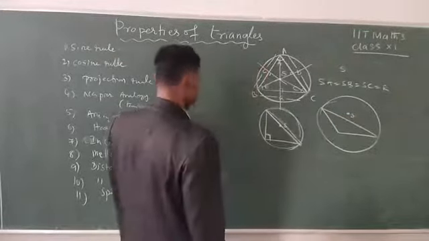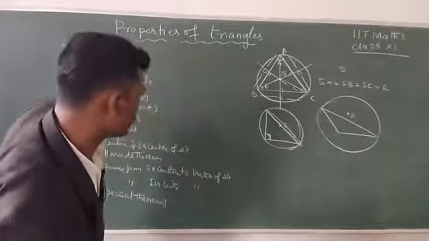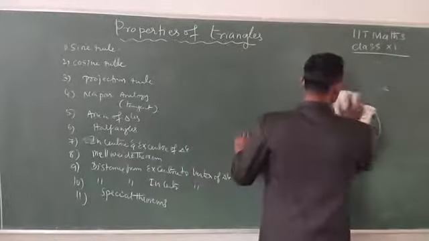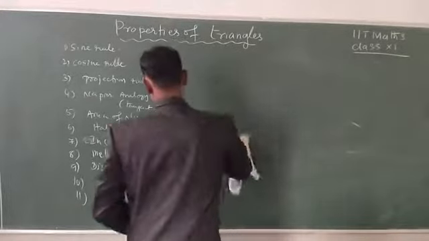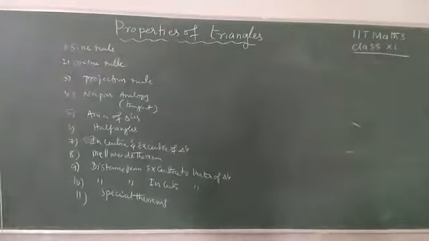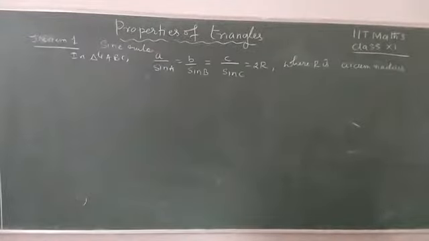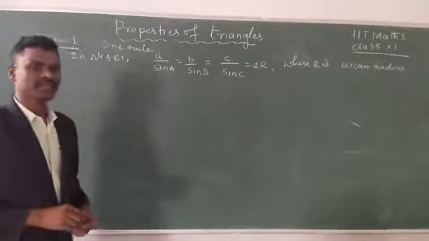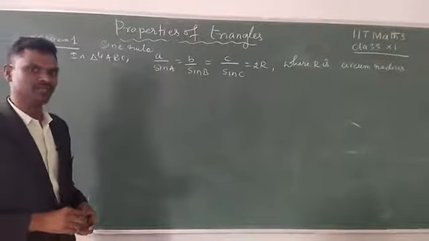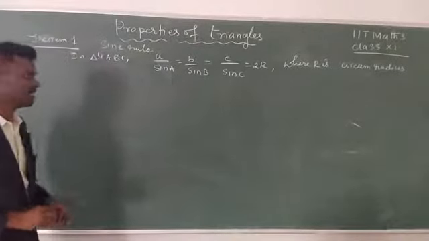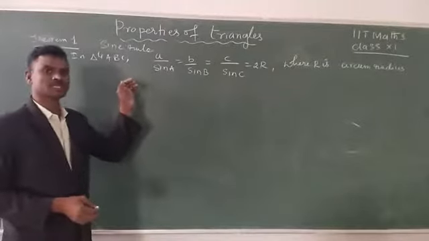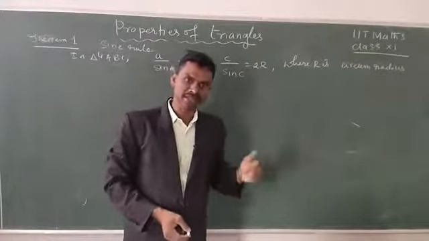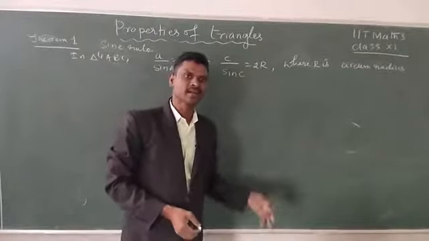Okay, now we have to discuss the sine rule. What is the sine rule? Now this is theorem 1, the sine rule. In triangle ABC, a by sin A is equal to b by sin B is equal to c by sin C is equal to 2R. This theorem we have to prove in three cases: triangle ABC is an acute triangle, a right angle triangle, and an obtuse triangle.